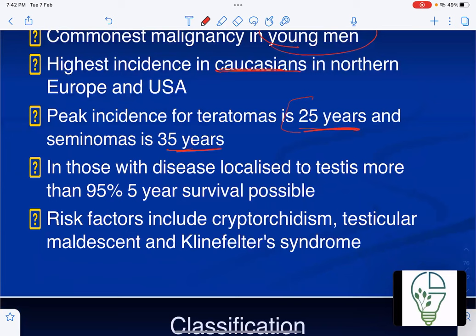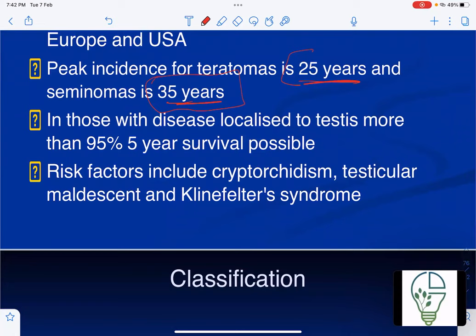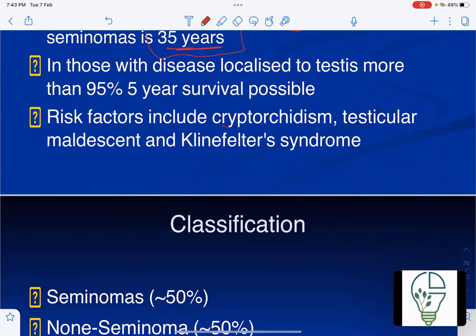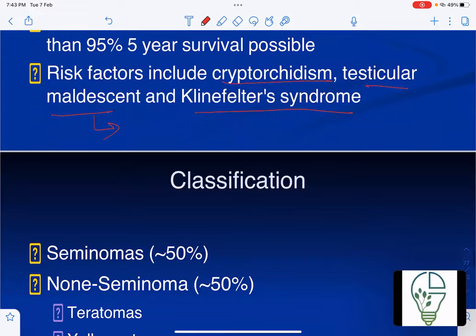The survival rate is actually 95%. There is a very good prognosis when it comes to testicular cancer. But once the diagnosis is made, there is a need for speed in treatment, because it could cause a lot more complications and far worse outcomes than just morbidity itself. The risk factors could be cryptorchidism, testicular maldescent, meaning from childhood it never descended, or Klinefelter syndrome, which is also a major risk factor. The classification is divided into two: seminoma and non-seminoma.